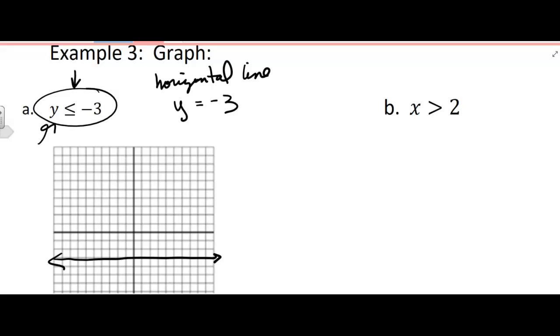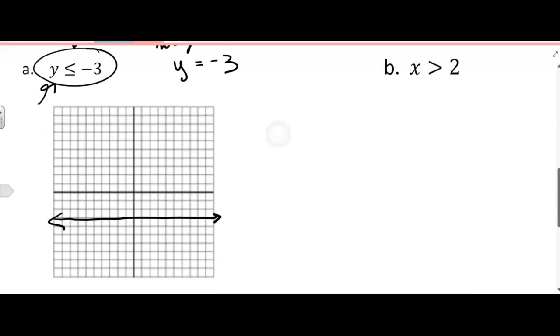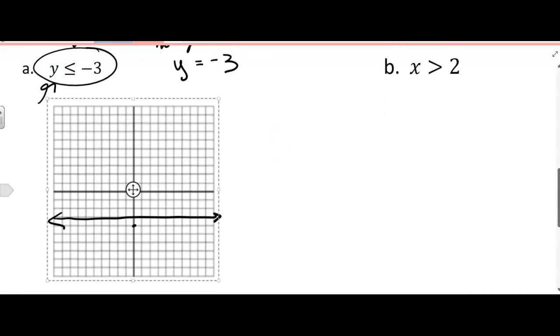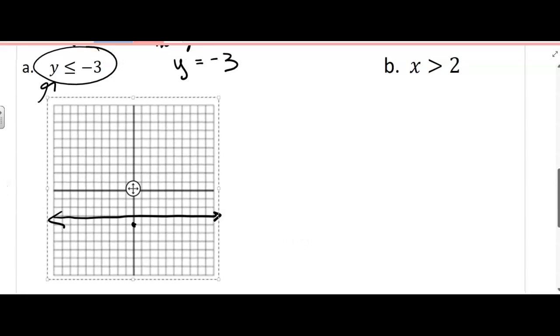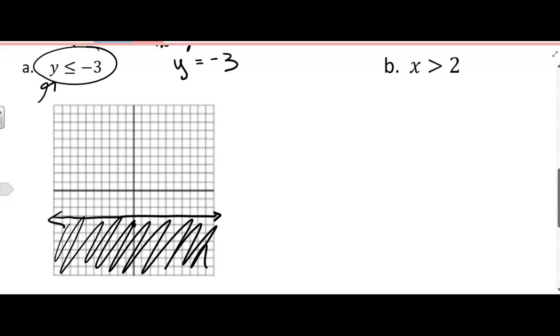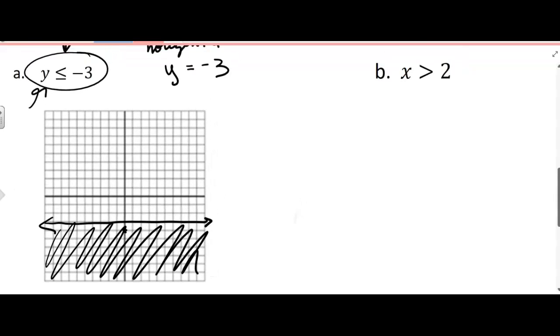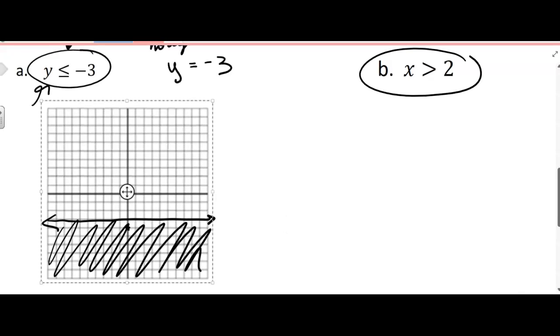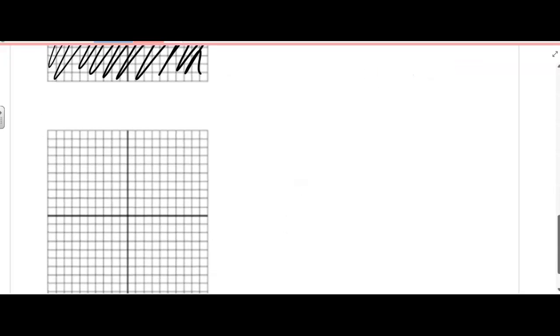Now, I want my y to be less than -3. So do you think that's above or below? Well, you could try -4. Y being -4 is right there. That's less than -3. So it's going to be all these points down here. Okay? So that's how you graph that one. That was exciting. Okay, now we're going to graph this one, but my graph paper's down here.